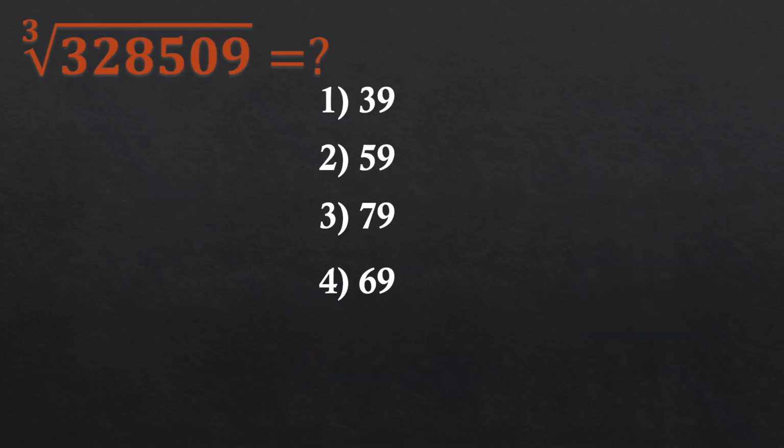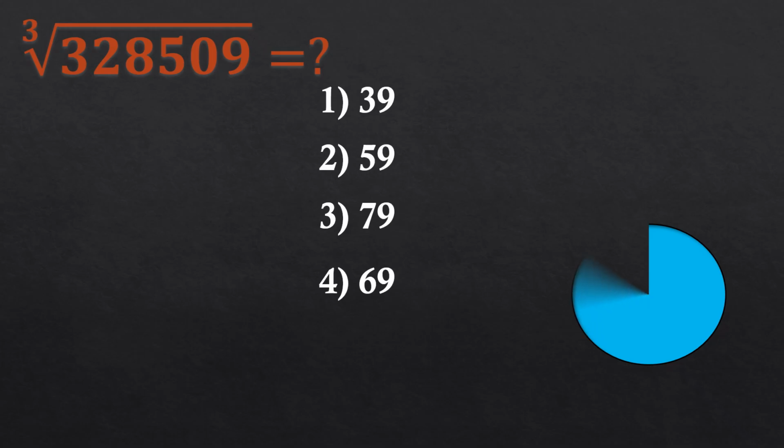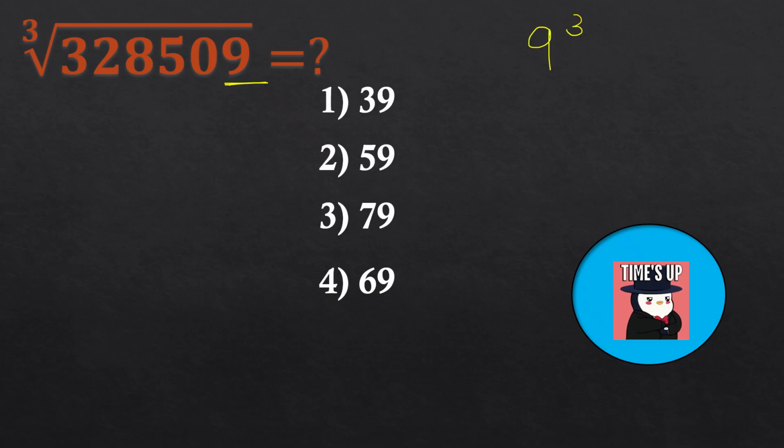Next one on your screen, that is cube root of 328509, and your timer starts now. Time up. So here the last digit is what? 9, correct? So which cube has the last digit as 9? 9 cube, if you check, that is 729. So last digit is 9. So here 9 will be the correct last digit.